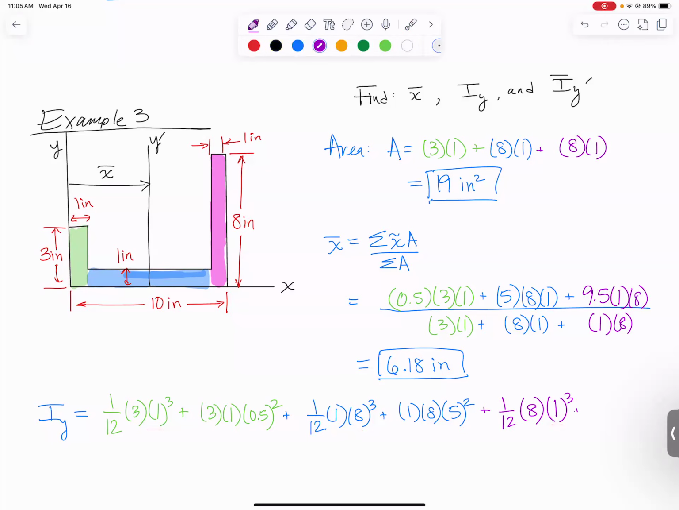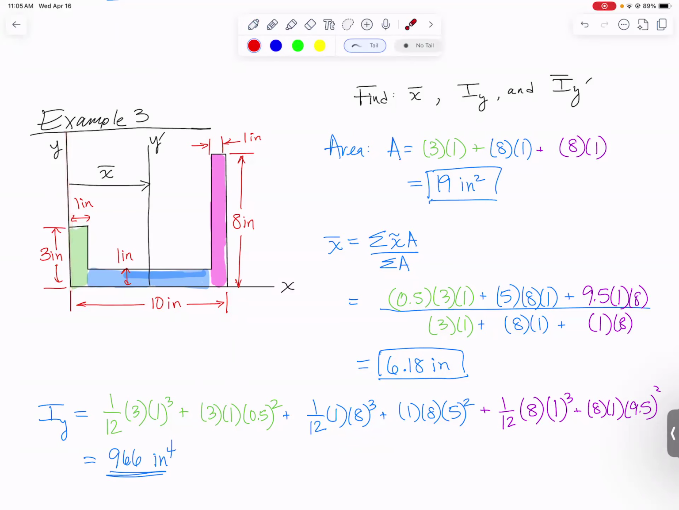But again, we need to add area, 8 times 1. And then the distance is that 9.5 inches, which needs to get squared. This comes out to be 966 inches to the 4th. That's the moment of inertia about this y-axis all the way over here.